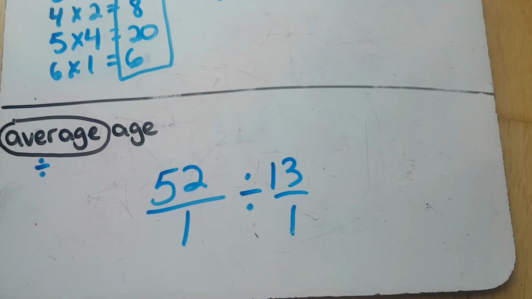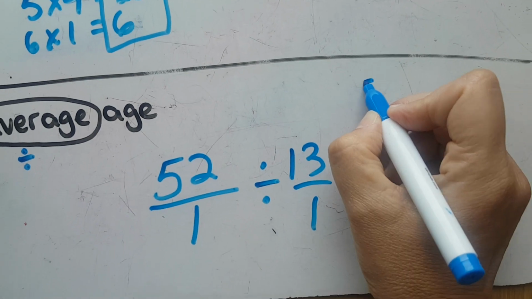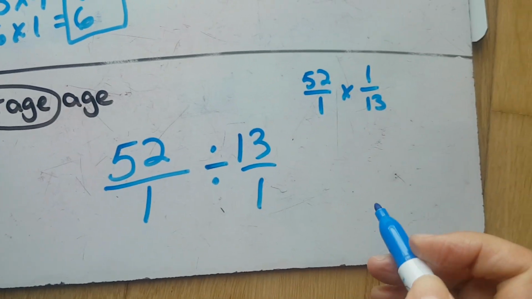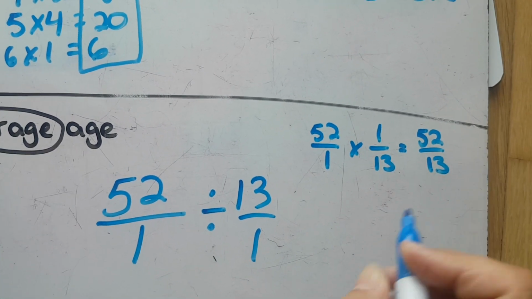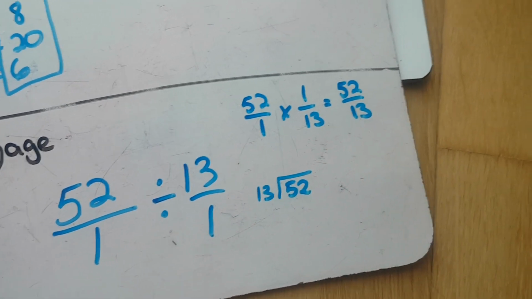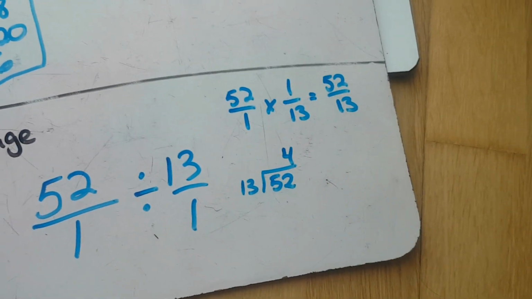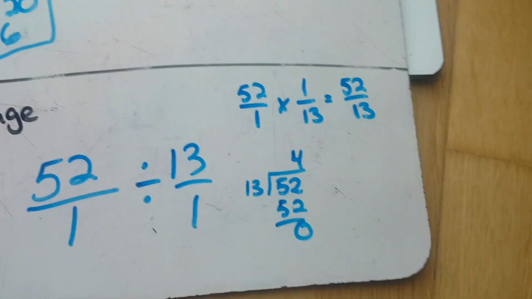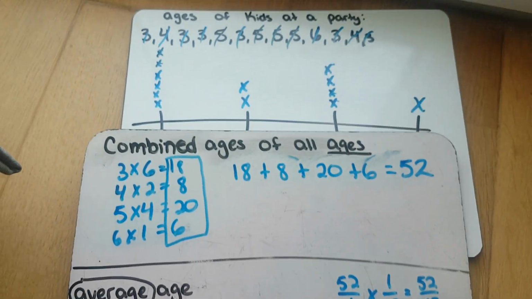Correct? And you know if I divide, I have to kind of flip-flop this. So now it becomes 52 over 1 times 1 over 13. And if I divide that, which I could have just easily have done, I just did it in fraction form as a good review. The answer is 4. The average age of the children is 4 years old.